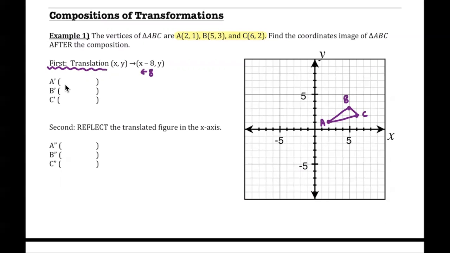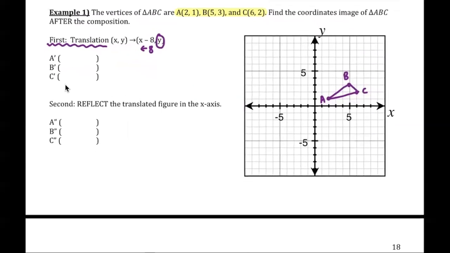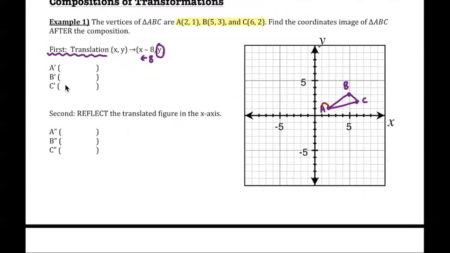If it's x minus 8, we are going negatively in the x direction, and x is from left to right. Now, remember, if there's nothing with the y, that just means my shape isn't moving up or down. I am simply going to take each one of these pieces and we're going to shift them left 8. So if I take point A, we're going to count 8 to the left: 1, 2, 3, 4, 5, 6, 7, 8. And that right there is going to be my new location for point A.